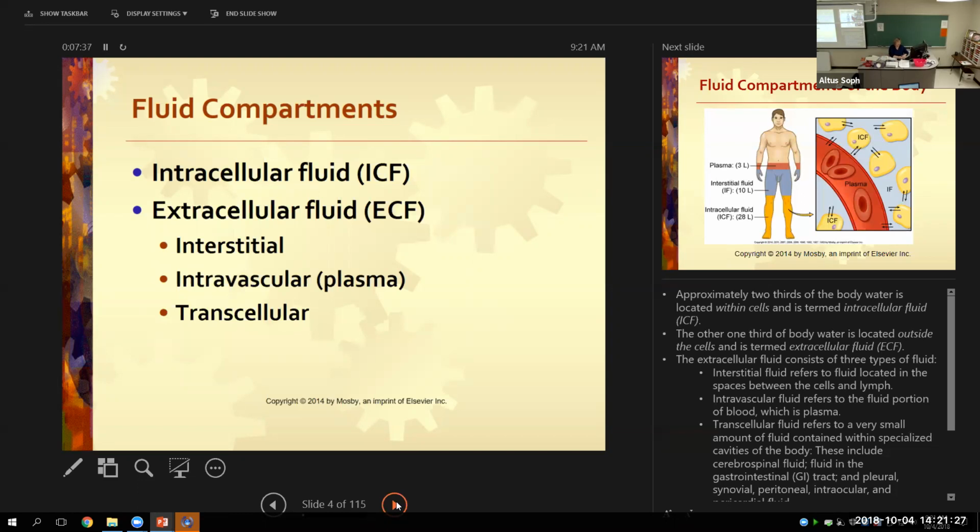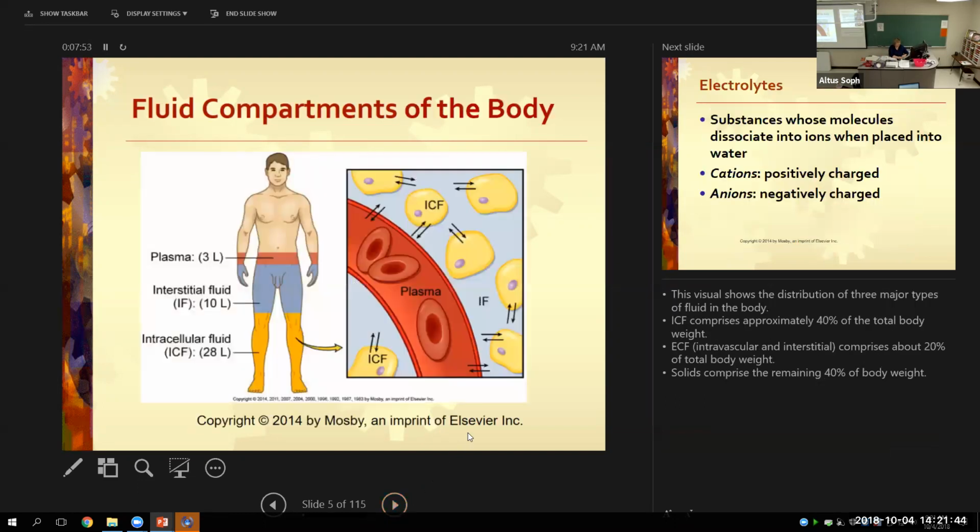For our discussion, we'll focus mainly on the plasma, which is around the blood cells in the vascular system, and the interstitial fluid, which is the fluid in the tissue. And of course, then you have your fluid inside the cell itself. So that gives you a picture description of where the fluid is, how much fluid is where. 3 liters in the plasma, 10 liters in our tissue.